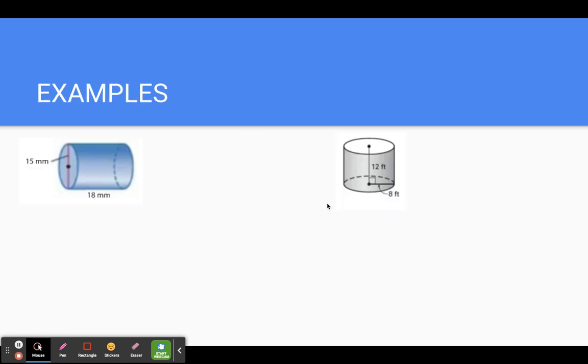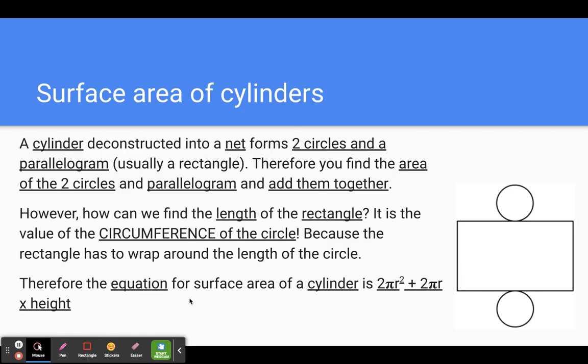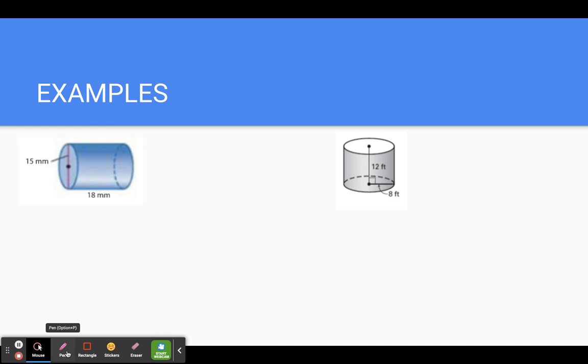Okay, so if we take a look at these examples, I'm going to write out that equation because it's kind of long and annoying and difficult to remember sometimes. So remember, you have 2 pi r squared, that represents the two circles that you have, plus 2 pi r, that is the circumference, times the height. So do these two together because that ends up being the value of the rectangle.